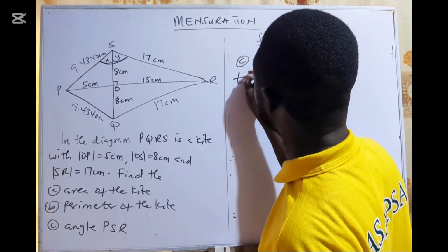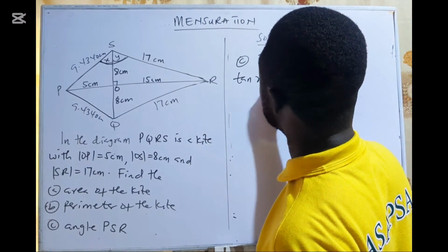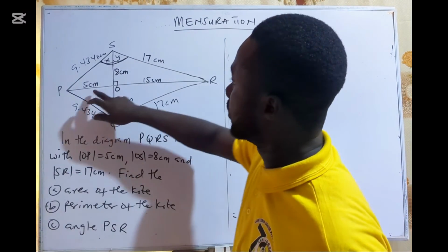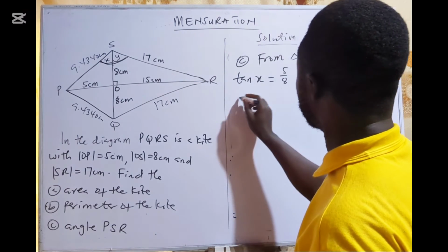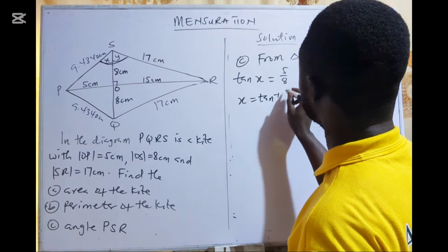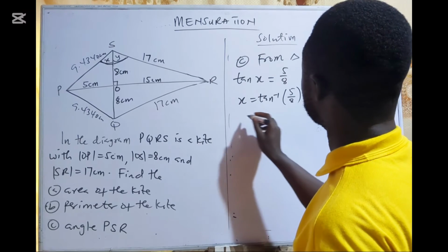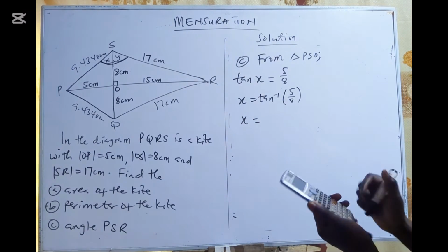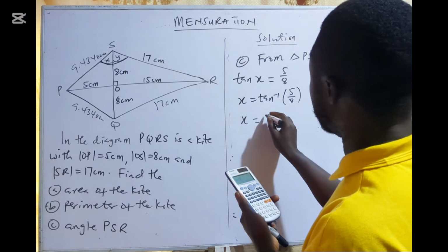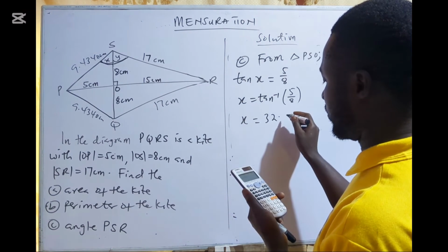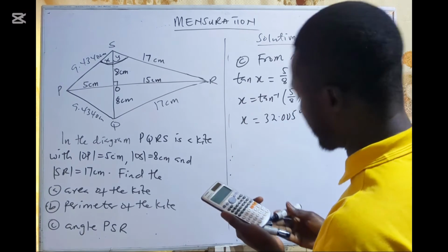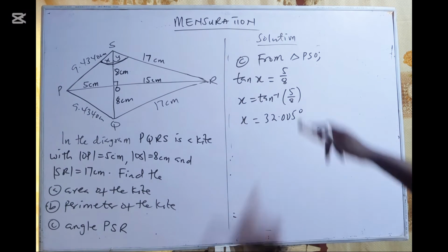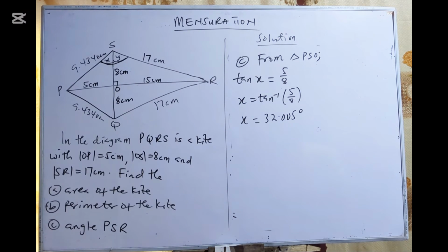So tan X is equal to what? Where is my opposite? 5. My adjacent is 8. Opposite over adjacent. So my X is equal to tan inverse of 5 over 8. So let me find tan inverse of 5 over 8, and that will give me 32.005 degrees. So I've gotten the angle X down.